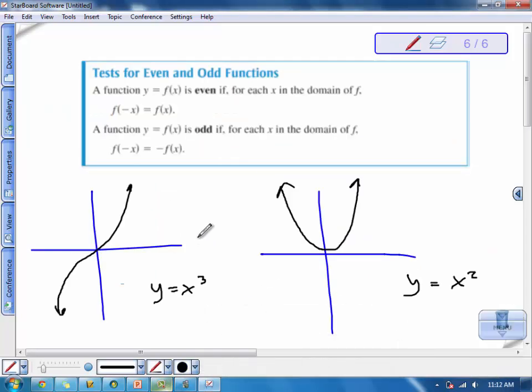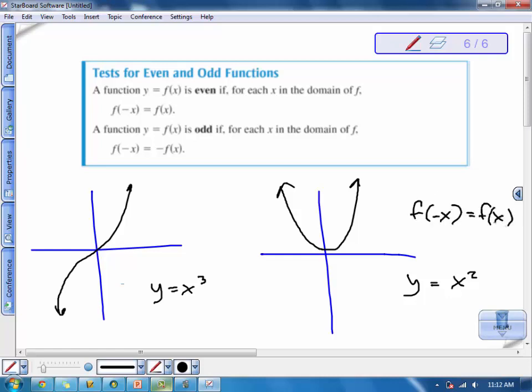Okay, next let's talk about even and odd functions. We have some algebraic tests for even and odd functions that we're going to use. I'm going to put these in the formula sheet. For an even function, we know f of -x is going to equal f of x. So let's write that here: f of -x equals f of x.